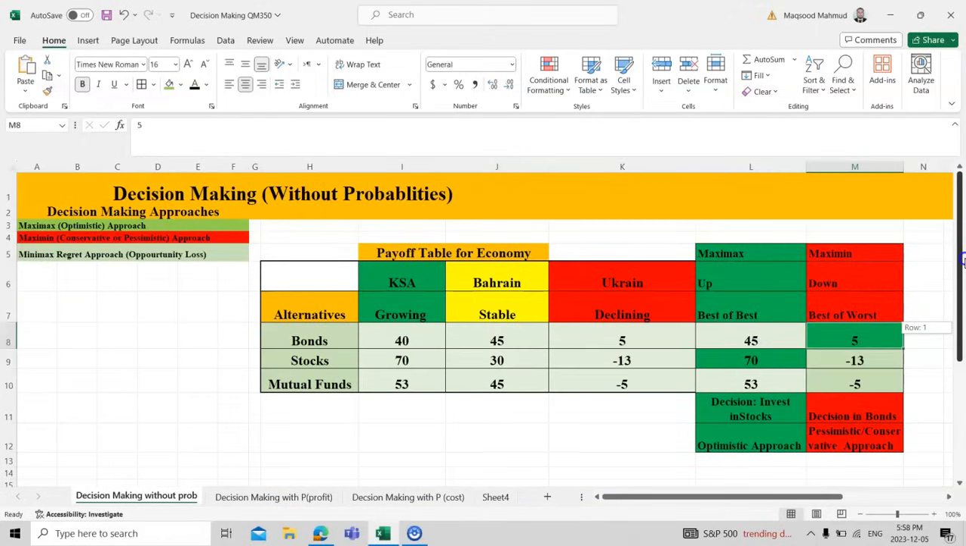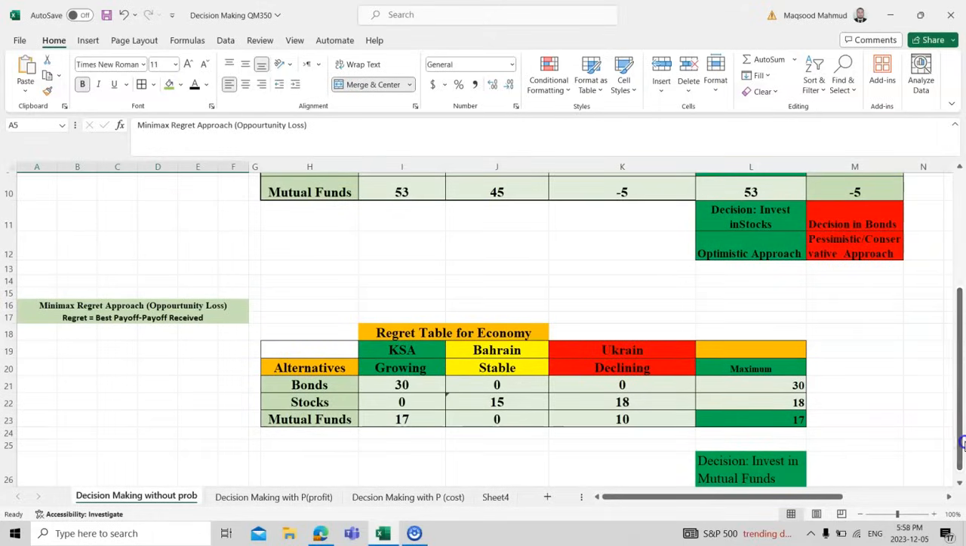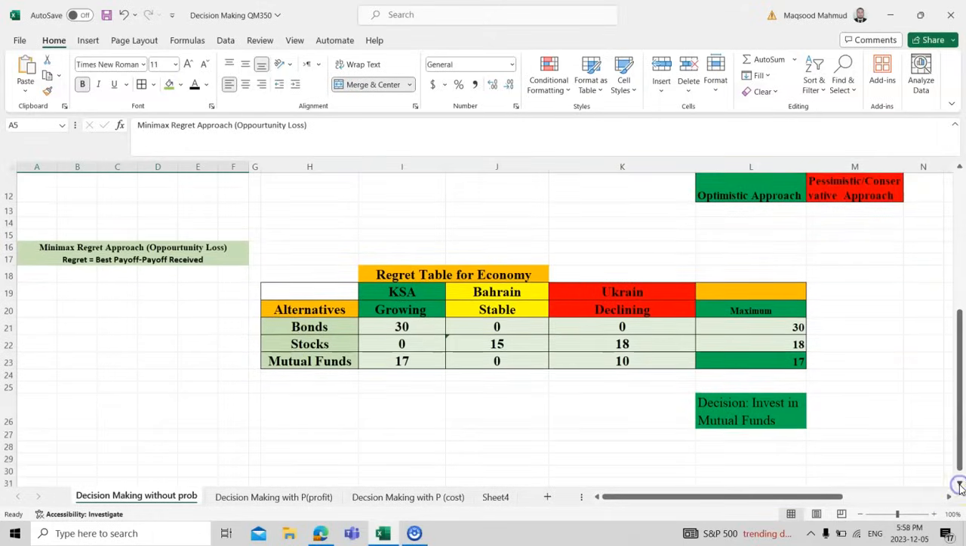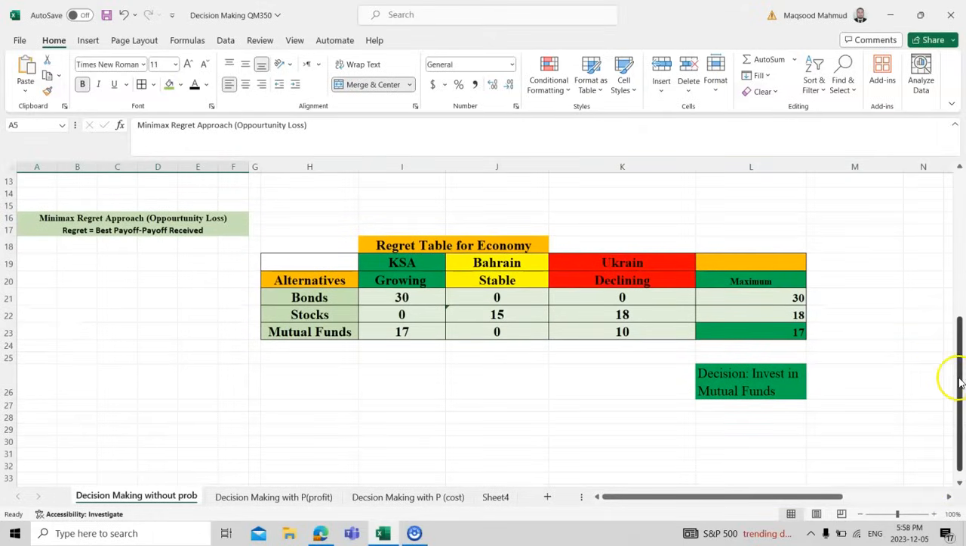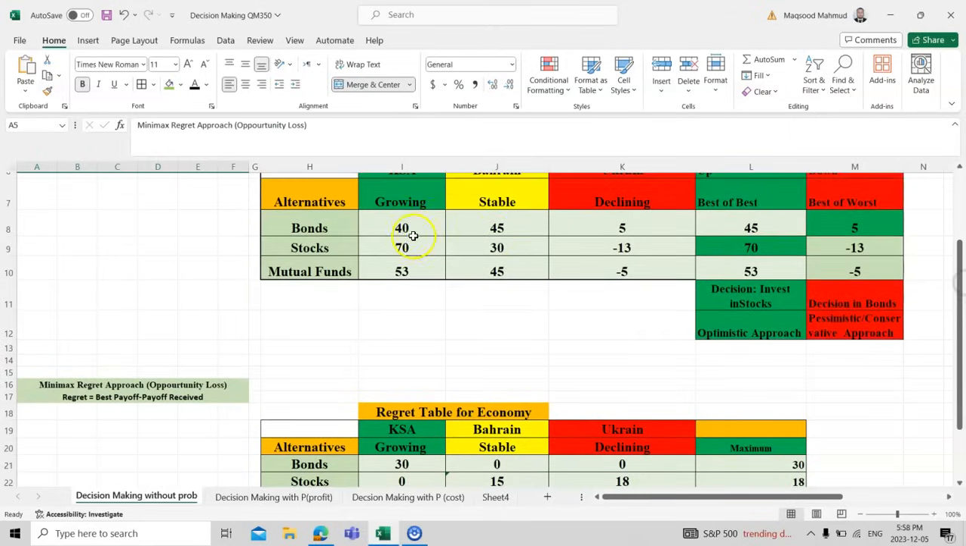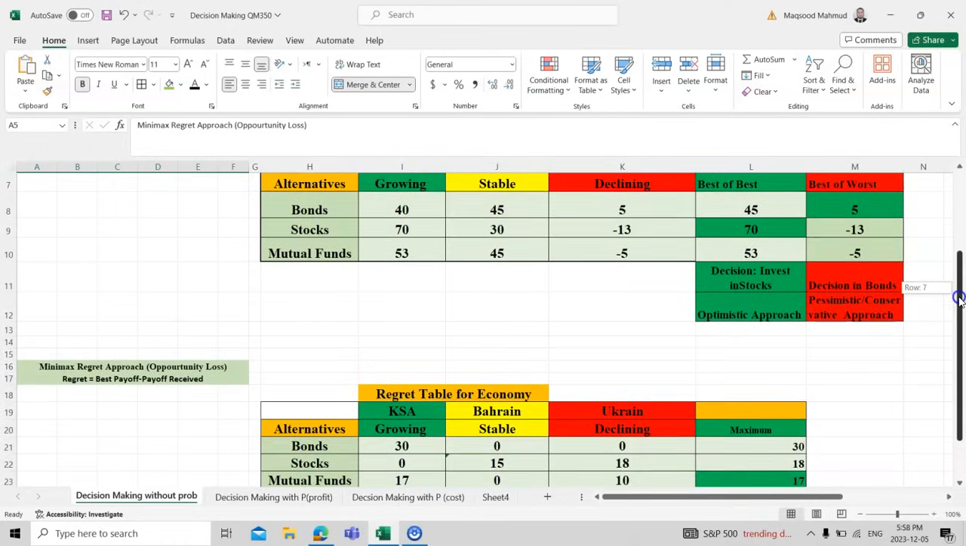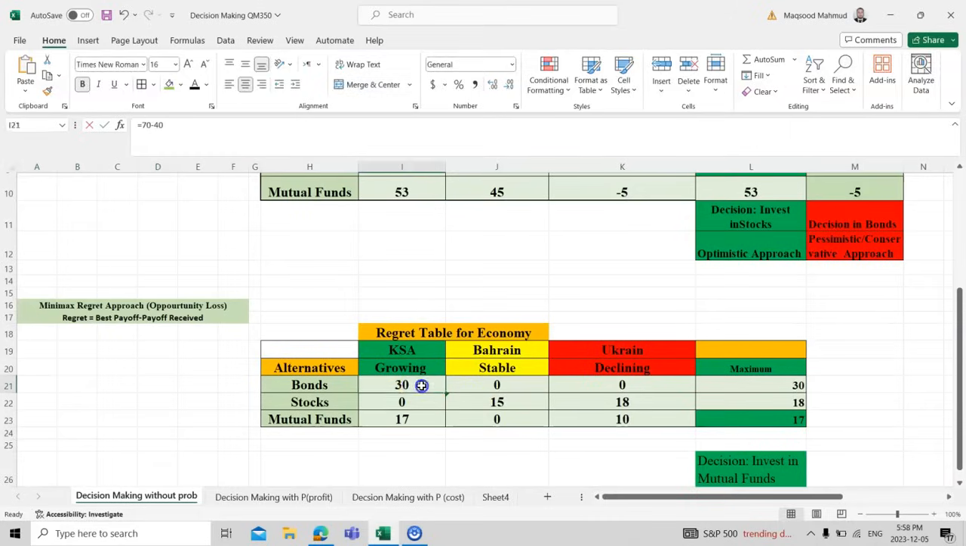Now the third most important thing is Minimax, which is called the regret approach. In Minimax, we have a little bit of a lengthy process. In the previous one, we looked at the maximum in Saudi Arabia. So the maximum in Saudi Arabia is 70. We pick this 70 and subtract from it everyone else's value.